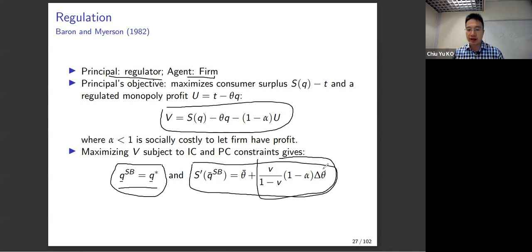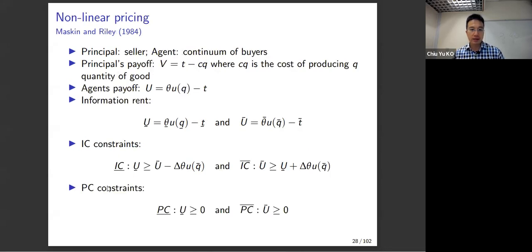And this component is related to the difference of the type, as I said, right? If this goes to 0, this actually goes to 0, right? And the other way around is to look at nonlinear pricing, right? That's called price discrimination, right? That's Maskin and Riley, right? This is very standard when you look at the literature. People talk about this, it's Maskin and Riley.